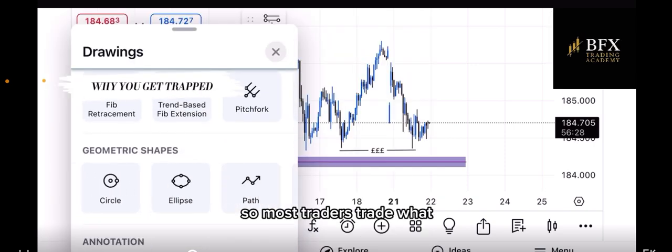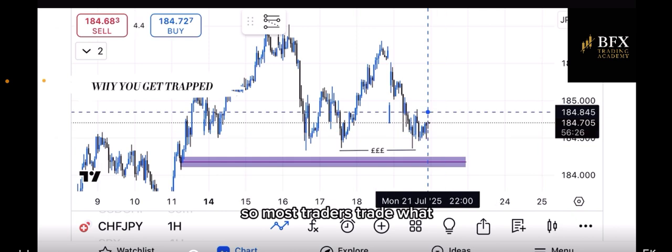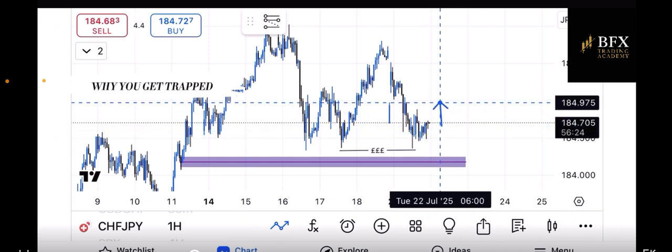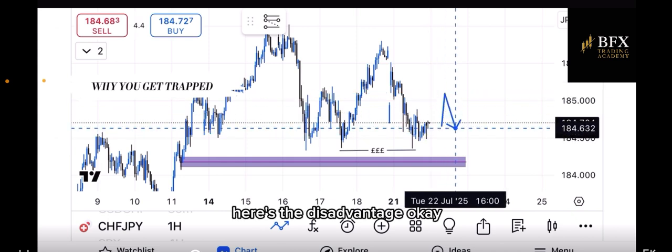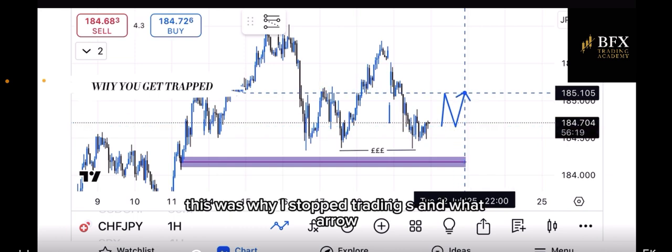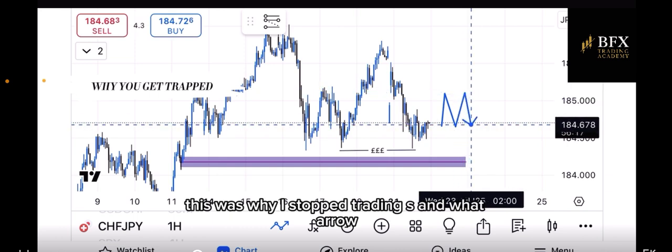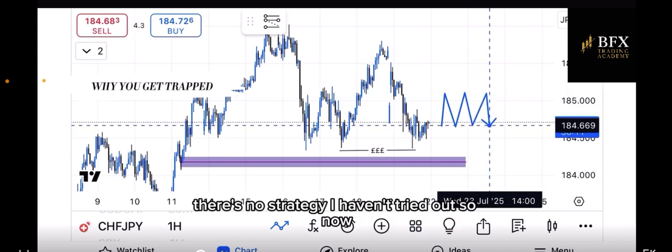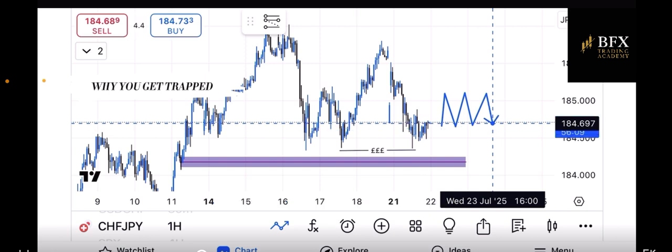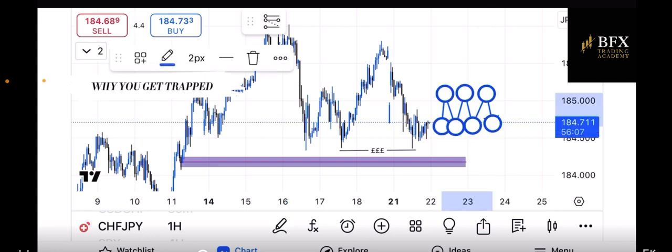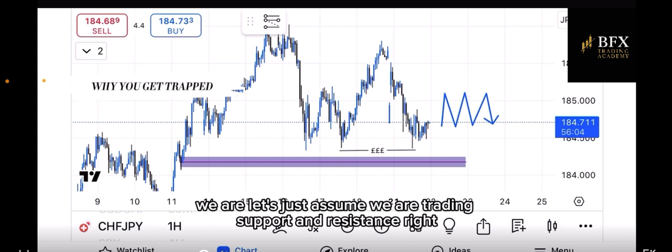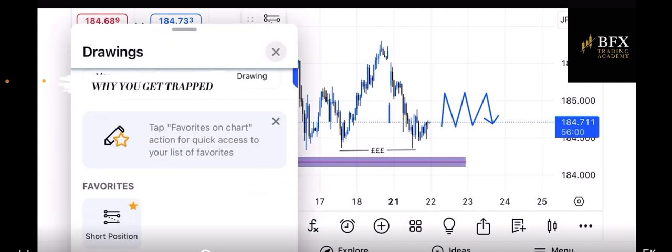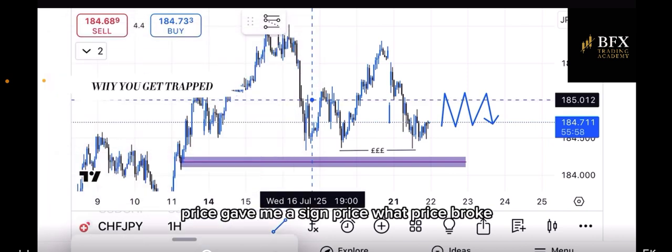So, most traders trade support and resistance, right? Here's the disadvantage. This was why I stopped trading support and resistance. There's no strategy I haven't tried out. So now, let's just assume we are trading support and resistance, right? And now what happened? Price gave me a sign.